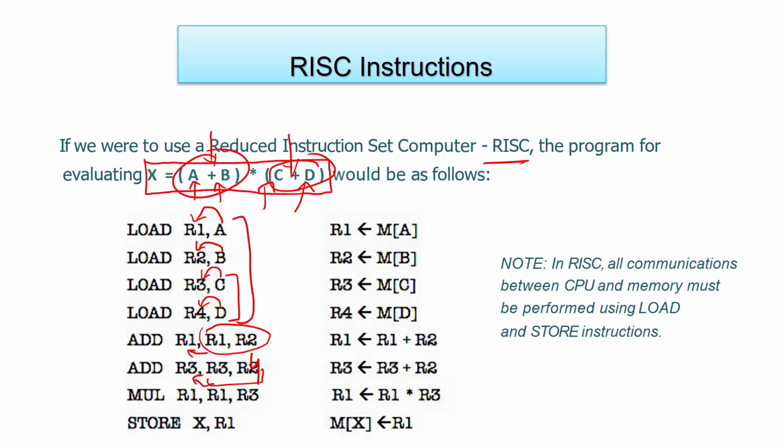Now we want to multiply the results. So a plus b was saved in R1, c plus d was saved in R3. So we can multiply R1 and R3 and save the result in R1, and finally we can save this final answer into the x location. So this is x. So this is how we can run the program using the RISC set of instructions.